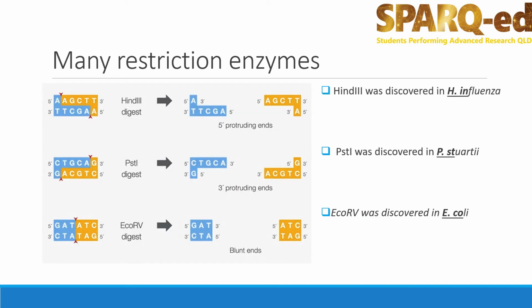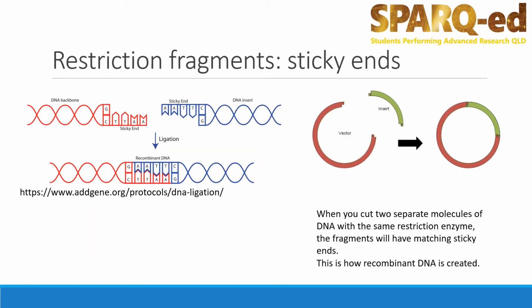As you can see here, there are many different restriction enzymes which cut at different sequences. You can see that they get their names from the bacteria in which they were originally discovered. Sometimes single-stranded overhangs result from restriction enzyme action. These overhangs are called sticky ends.